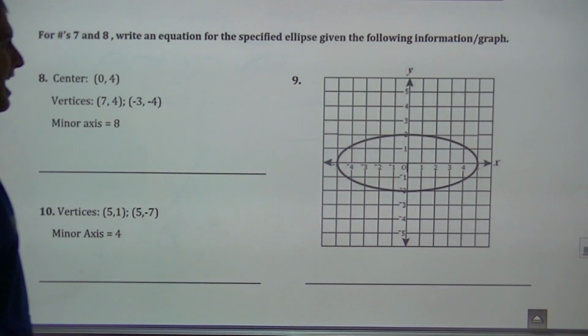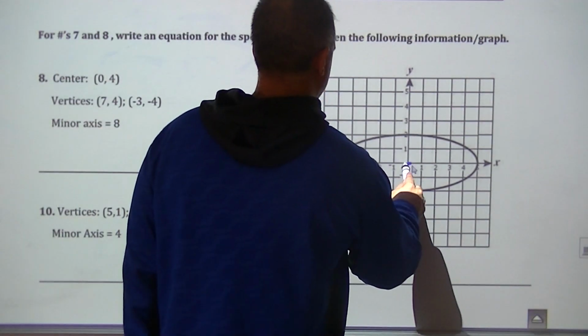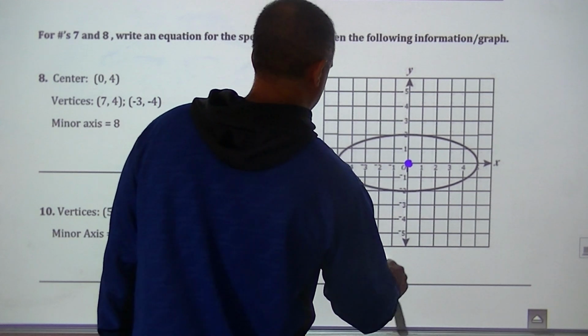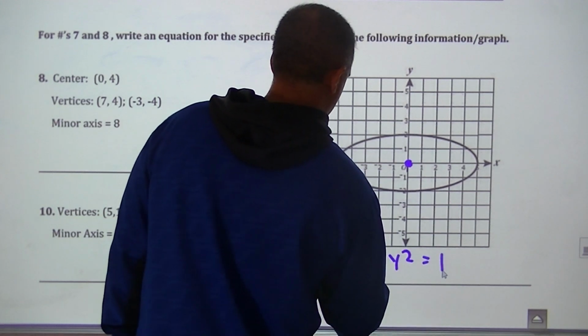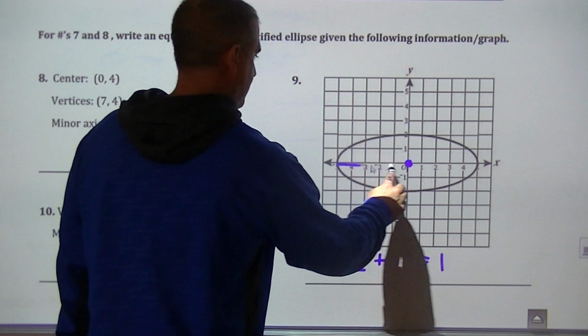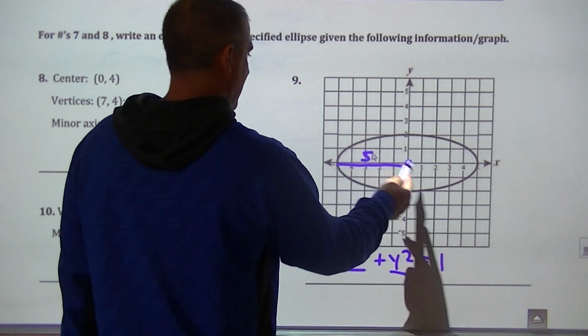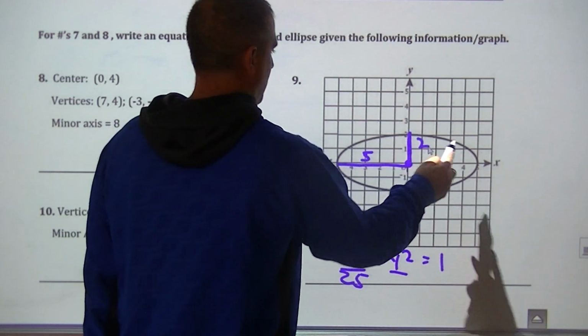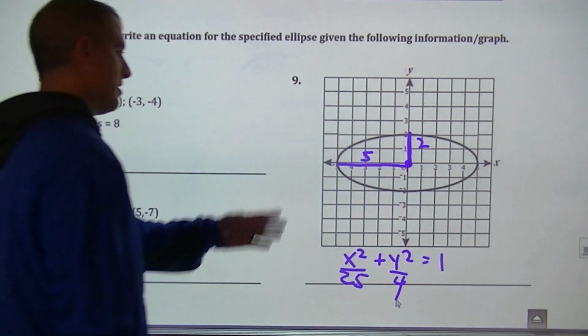Let me go to problem 9 first. This is pretty easy. This will help you set up. The center here will be 0, 0. So that would be x squared plus y squared equals 1. Okay, what I want to count is my radius here. That's 5. I would square that and put that underneath x, because that's the x direction. This is the y, so 2 squared would be 4. So that would be the equation for that.